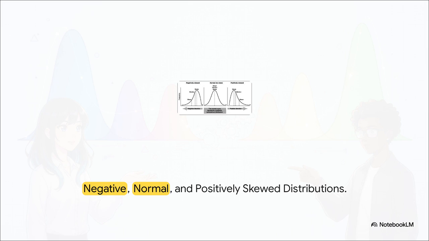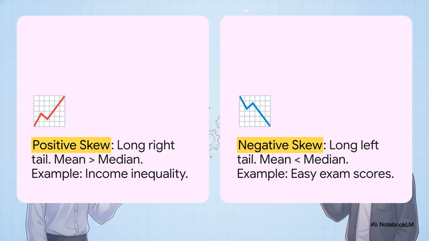But look over to the left and the right. The section where the scores taper off, that's called the tail, and the direction that this tail points dictates the skew. If the tail stretches away to the right, toward the higher numbers, it's positively skewed. If it points to the left, it's negatively skewed. The really crucial point here is understanding how this lean affects your real-world interpretation.